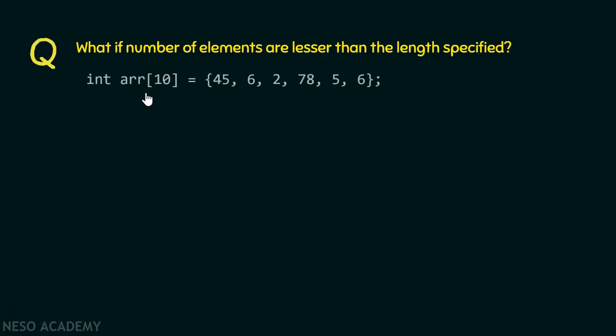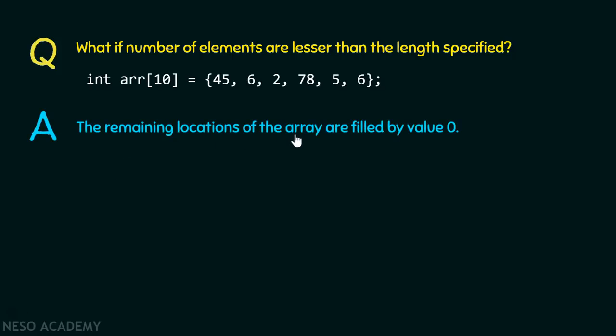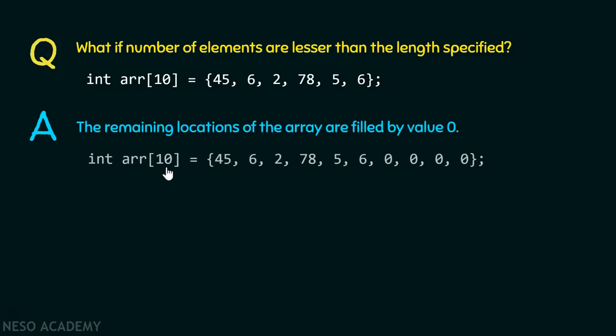That is something like this. You have specified the length as 10, but you are entering only 6 elements. What happens to the rest of the locations? The answer to this question is, the remaining locations of the array are filled by value 0. This means something like this. As you have specified the length as 10 and you have entered only 6 elements, therefore the rest of the locations will get filled by value 0. So if length is greater than the elements you have entered, then the rest of the locations will automatically be filled by value 0.